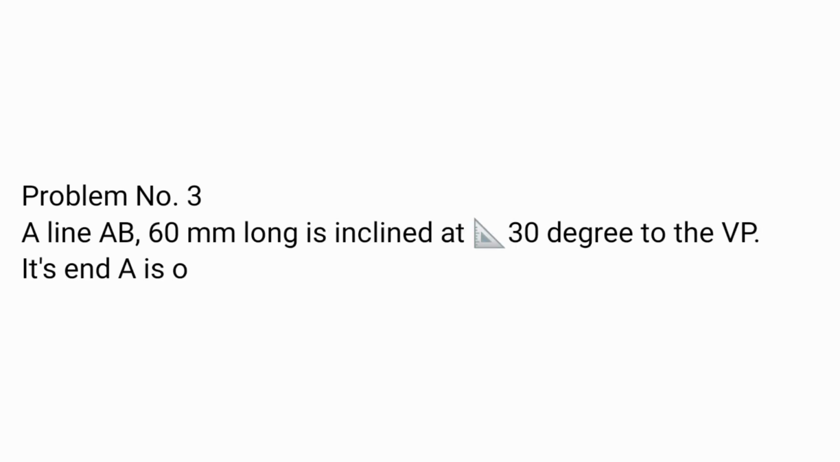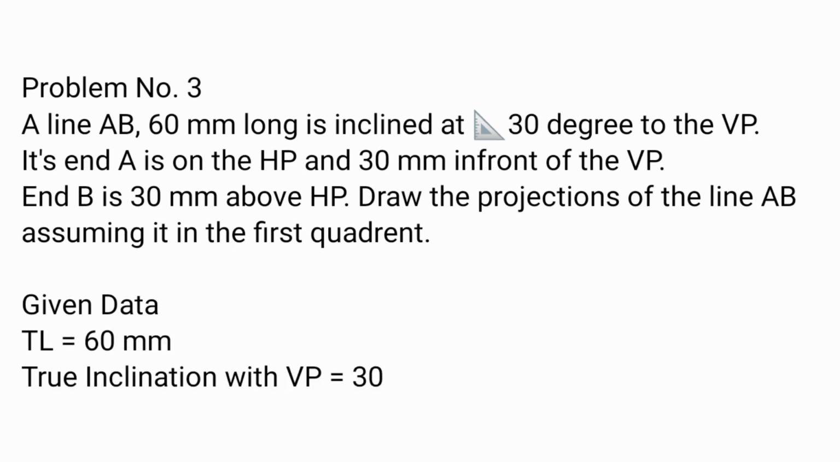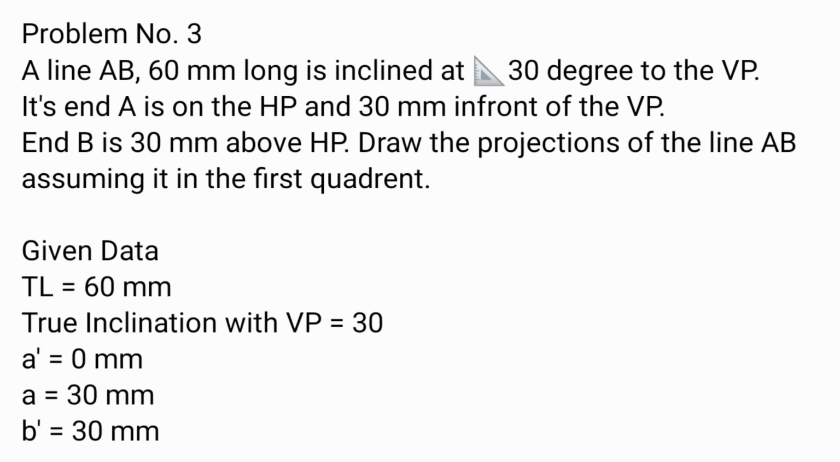Now consider the next problem, that is problem number 3. A line AB 60 mm long is inclined at 30 degree to VP. Its end A is on the HP and 30 mm in front of VP. End B is 30 mm above HP. Draw the projections of the line AB, assuming it to be in the first quadrant.